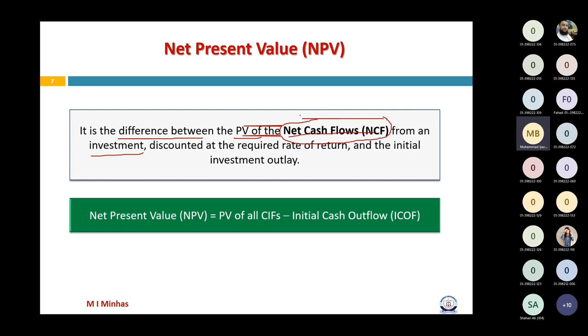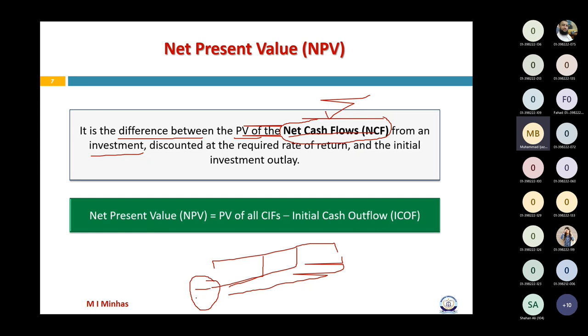So it is the difference between the present value of net cash flows, like we just did, when we tried to find the present value of first 4,000, then 3,000. These were our net cash flows, and then 5,000. So we calculated the present value of all these net cash flows, discounted at a required rate of return, and the initial investment. So the difference between the present value of all cash inflows, the net cash flows, minus the initial cash outflow, right?